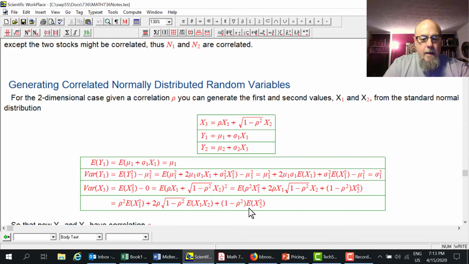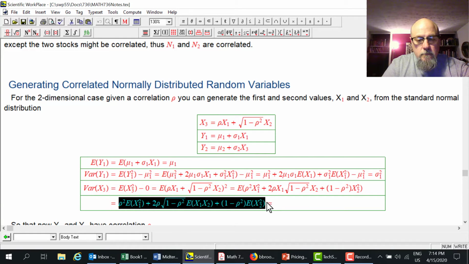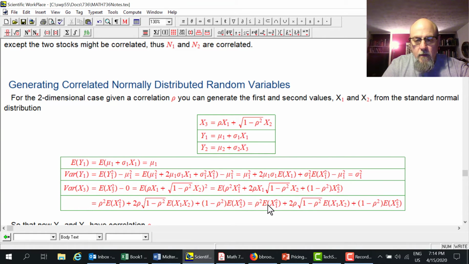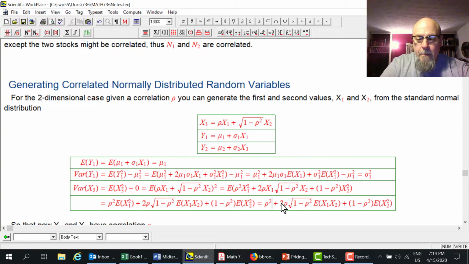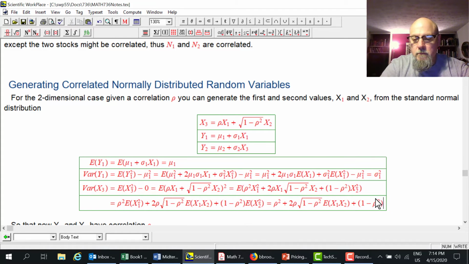All right, now what do we got? Well, the expected value of x1 squared, it's from a standard normal distribution. So its standard deviation is 1. Its variance is 1. So the expected value of x1 squared is 1. Same deal with the expected value of x2 squared, that's 1.